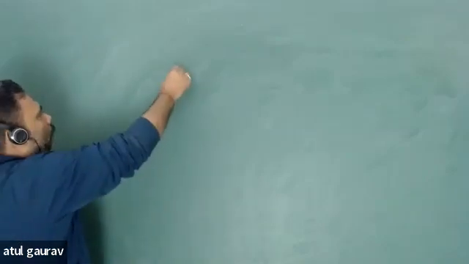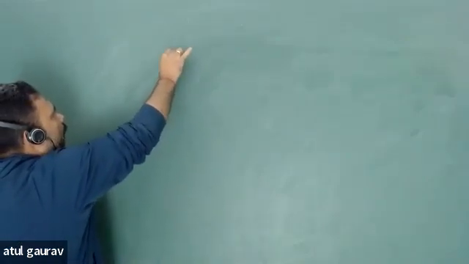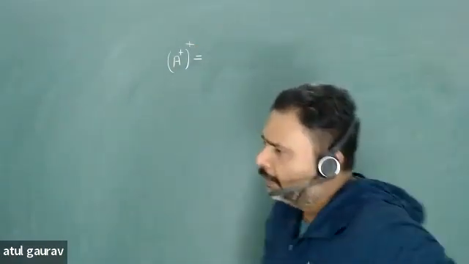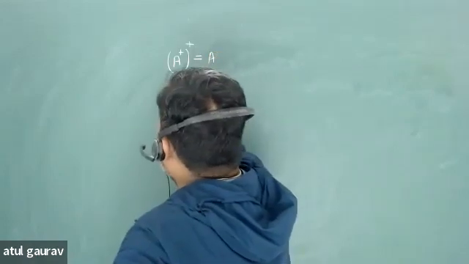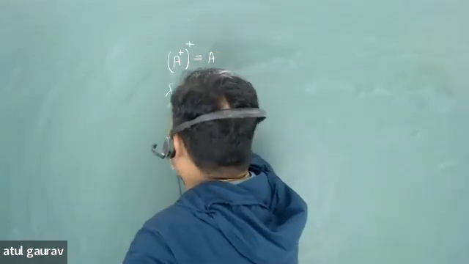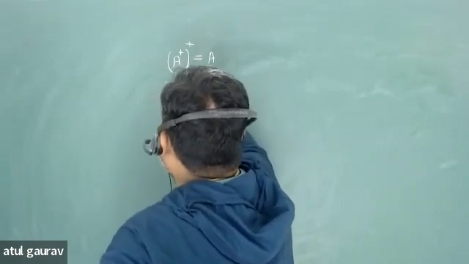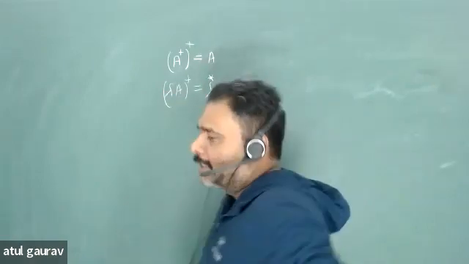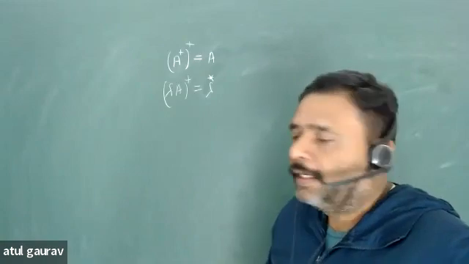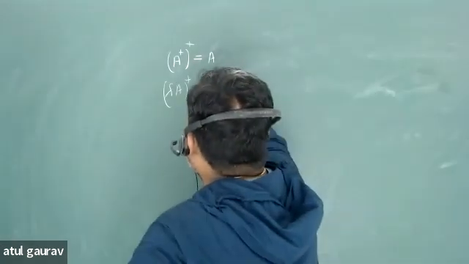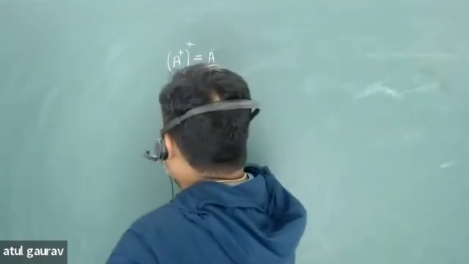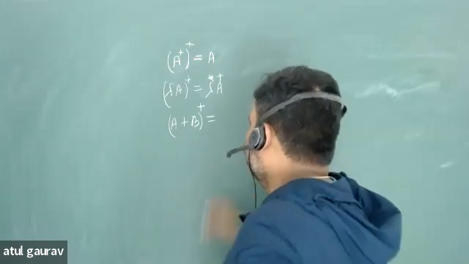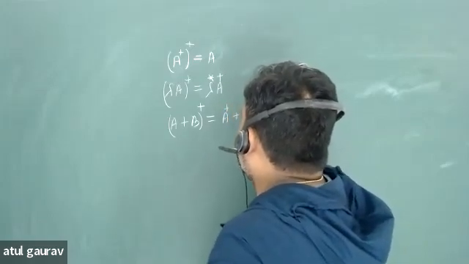So now you will just tell me very easily. If I have A dagger to the power dagger, what will I get? A. Very natural. If I have some lambda, a scalar number which may be a complex number, A lambda whole dagger, what will you get? Lambda star, because lambda is a scalar number, so we don't talk about dagger for it. That will give lambda star, and you will get A dagger. These are all very trivial, isn't it? A plus B whole dagger, what will you get? A dagger plus B dagger.